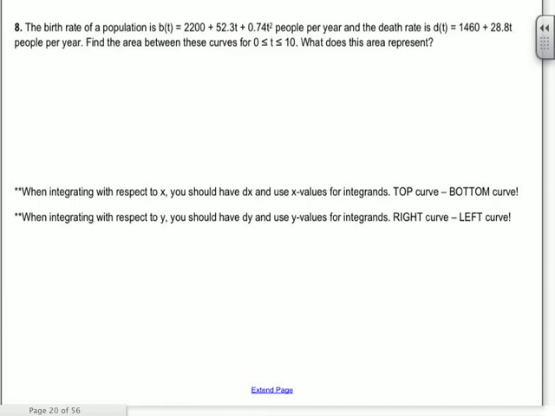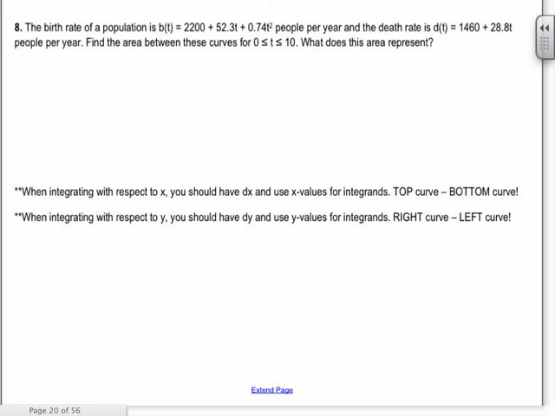Okay, next up. All right, so the birth rate of a population is B of t equals 2,200 plus 52.3 t plus 0.074 t squared people per year, and the death rate is 1460 plus 28.8 t people per year. Find the area between these curves. What does the area represent? Okay, this is a typical AP type free response question, right?